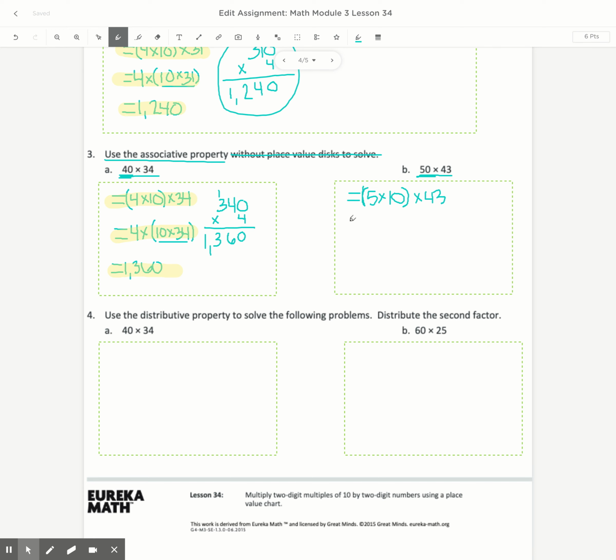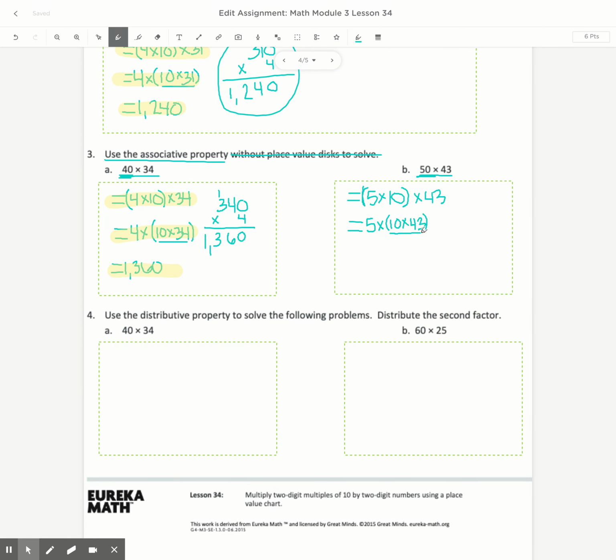So now I know that I need to move those parentheses. So instead of 5 being grouped together with the 10, the 5 is going to be on its own, and it's going to be now 5 times 10 times 43, and those two numbers are going to be in the parentheses. So now that I regrouped, or changed my parentheses, I can go ahead and start with the multiplication.